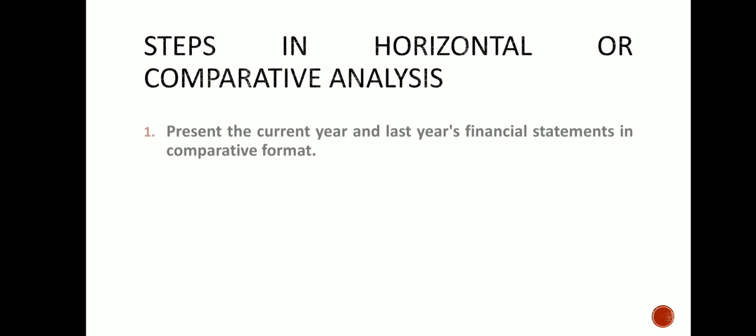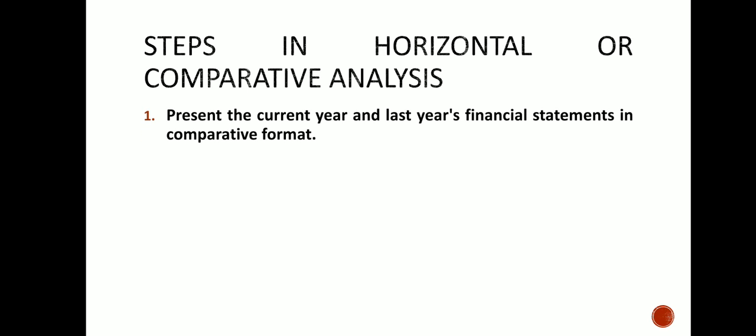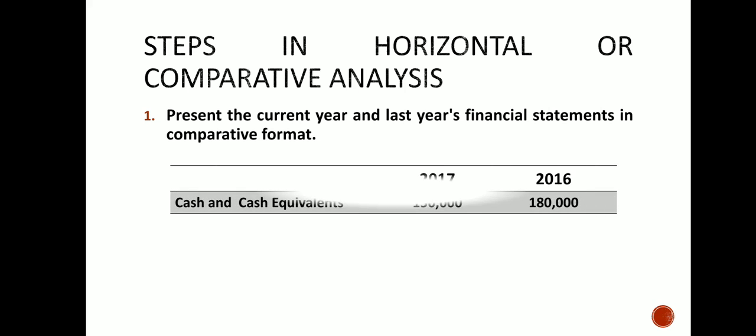So here's the first step. Present the current year and last year's financial statements in comparative format. Just like this one. So we have here the cash and cash equivalents of 150,000 in 2017 and 180,000 in 2016.